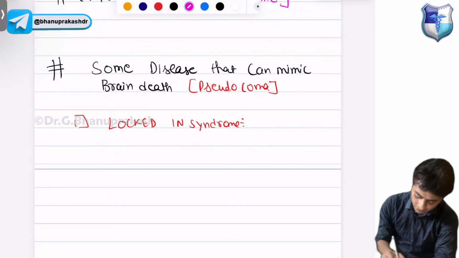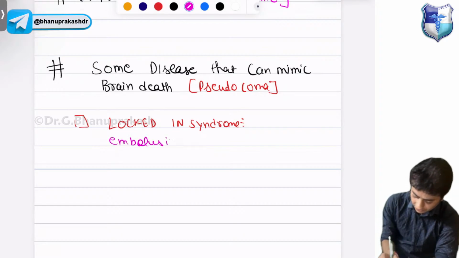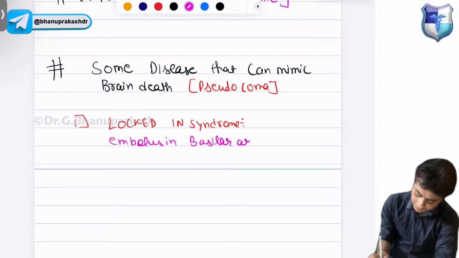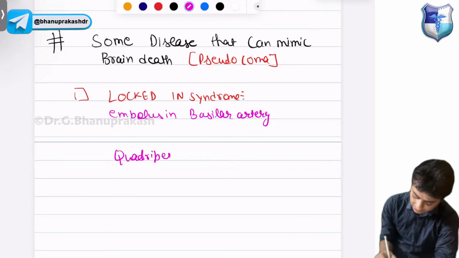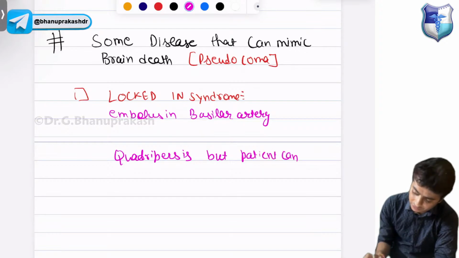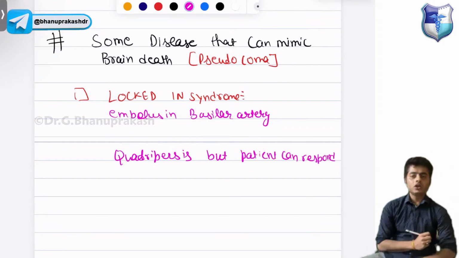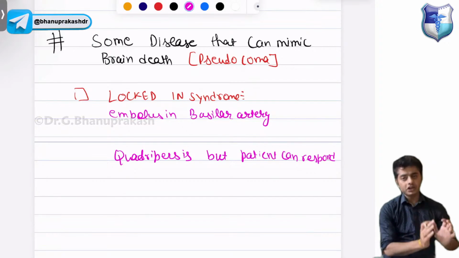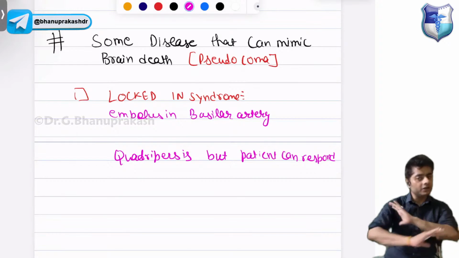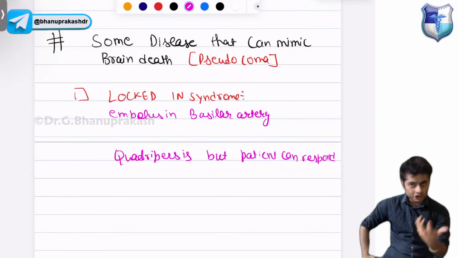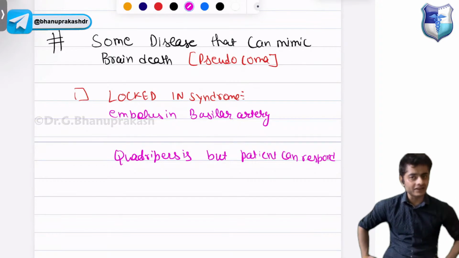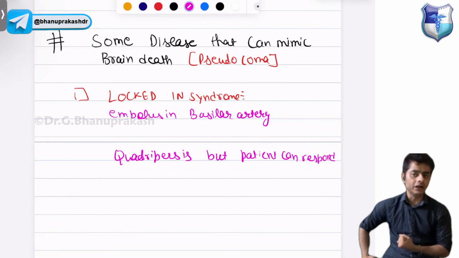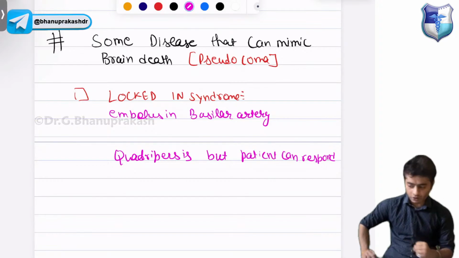ठीक है. कैसे होता है? ड्यू टू एम्बोलस इन basilar artery. Okay. So there is quadriparesis, but the patient can respond. समझ में आया? तो locked-in syndrome acts as a pseudocoma. There is quadriparesis, there is complete weakness. But if you give any stimuli, the patient can move his eyes also. In coma the patient can't move his eyes. But in locked-in syndrome, he can move his eyes. Vertical movements can be there. That's why locked-in syndrome is also known as pseudocoma. Okay.